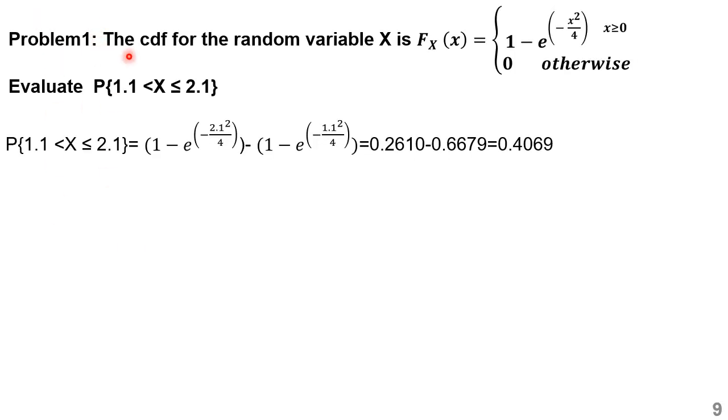Let us solve a problem here. F_X(x) is given to us. It is defined as 1 minus e to the power minus x square by 4 for all values of x greater than or equal to 0, and it is 0 otherwise. We need to evaluate the probability of x varying between 1.1 and 2.1. So let us calculate the CDF at 2.1 using this equation, and subtract the CDF calculated at 1.1 using this equation. So we have 0.2610 minus 0.6679, that will give us 0.4069.